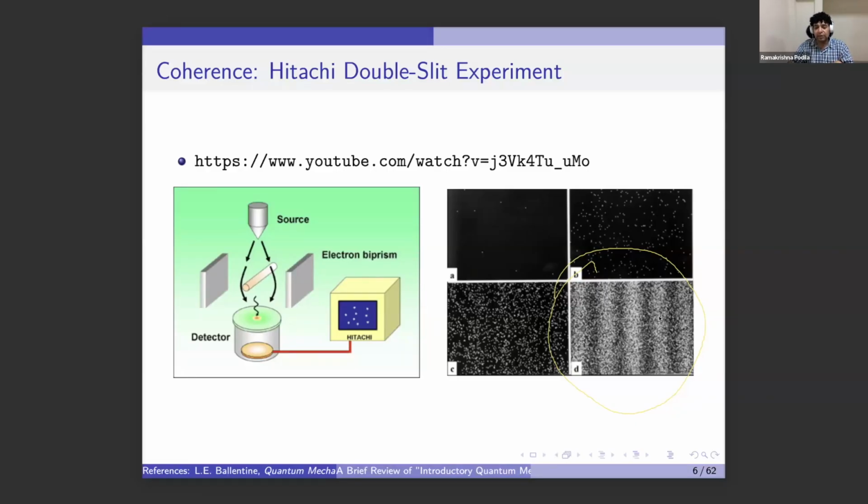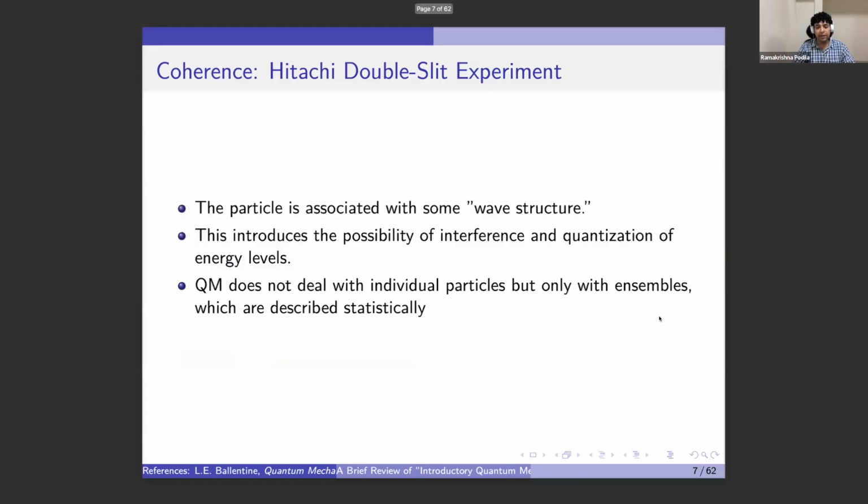This shows that interference requires that the electrons that were emitted are coherent. That is, they have some sort of a coherence. And we will discuss what this coherence means in more detail later. But for now, we will just say that these electrons that were emitted from the source were coherent, and this coherence is the third essential feature that led to the development of quantum mechanics.